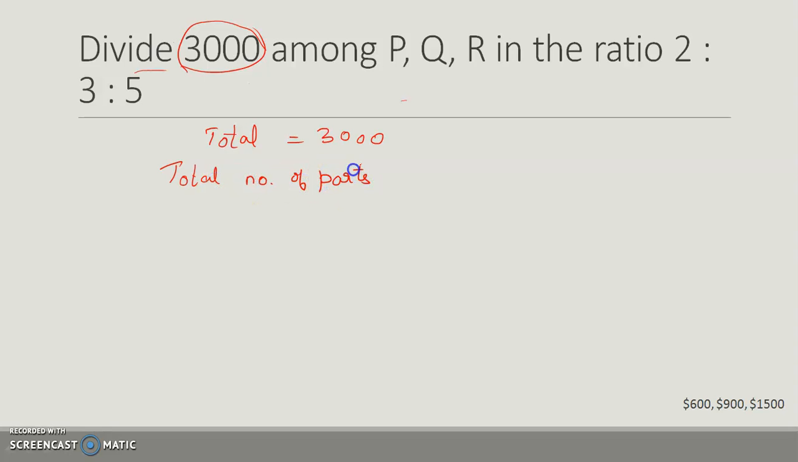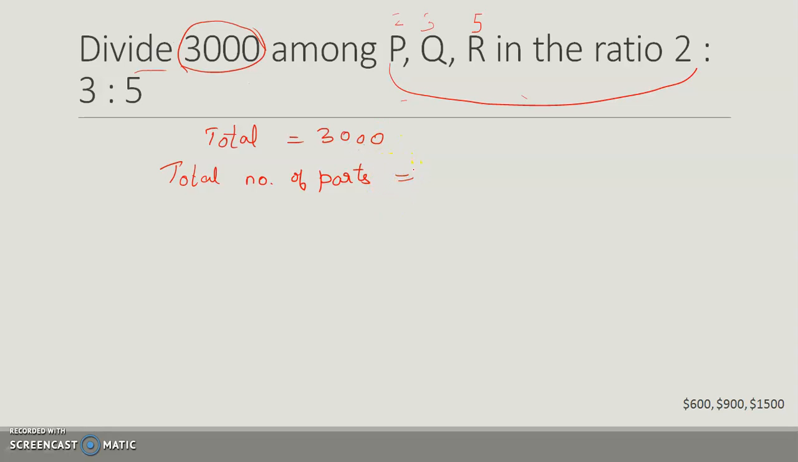Actually, 2 parts should go to the person P. Isn't it? 2 parts for the person P. How many parts will Q get? 3. How many parts will the person R get? 5. Isn't it? So totally how many parts are there?